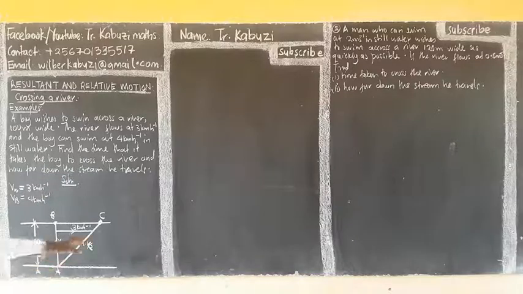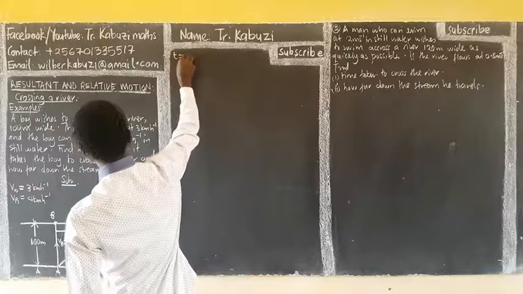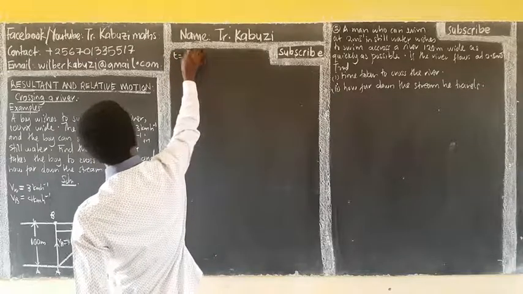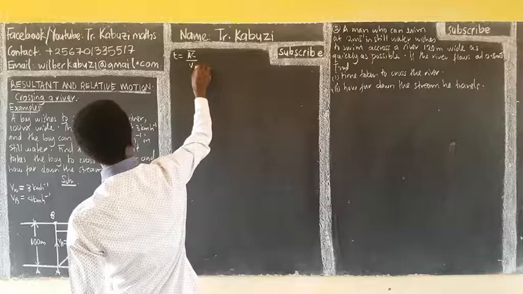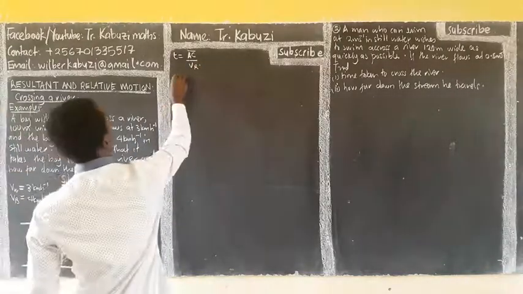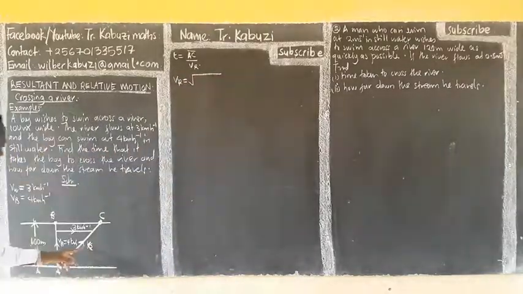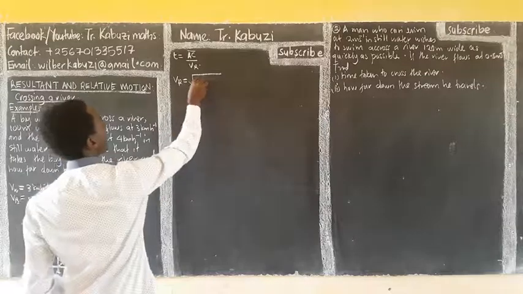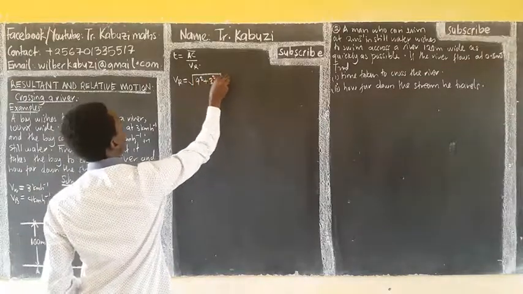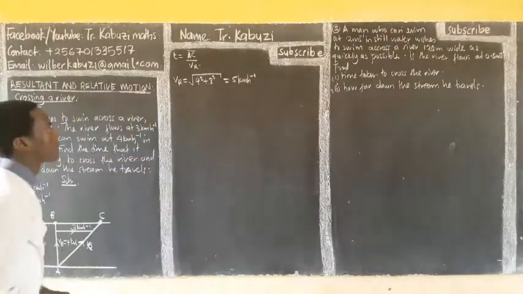So they want us to get this time. First of all, we need this distance SC, and also we need this velocity VR. So our time will be distance SC over VR. We get our VR first from here. Our VR is going to be the square root of 4 squared plus 3 squared, which is going to give us 5 kilometers per hour.